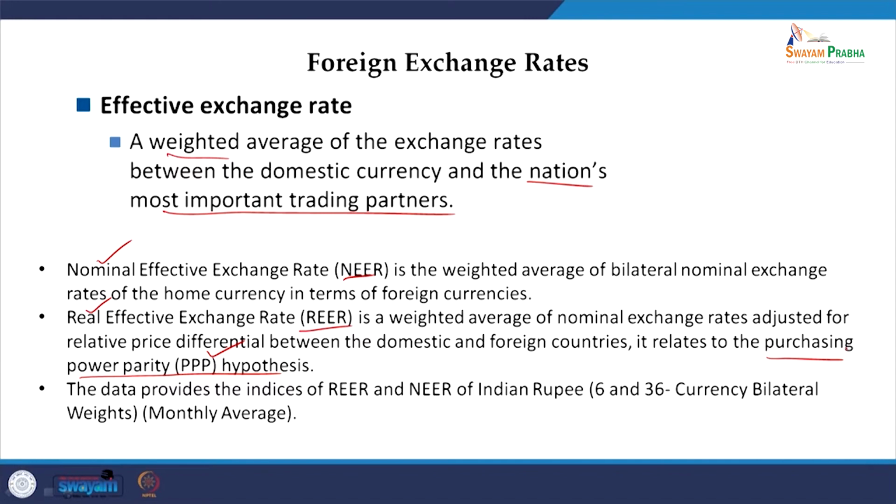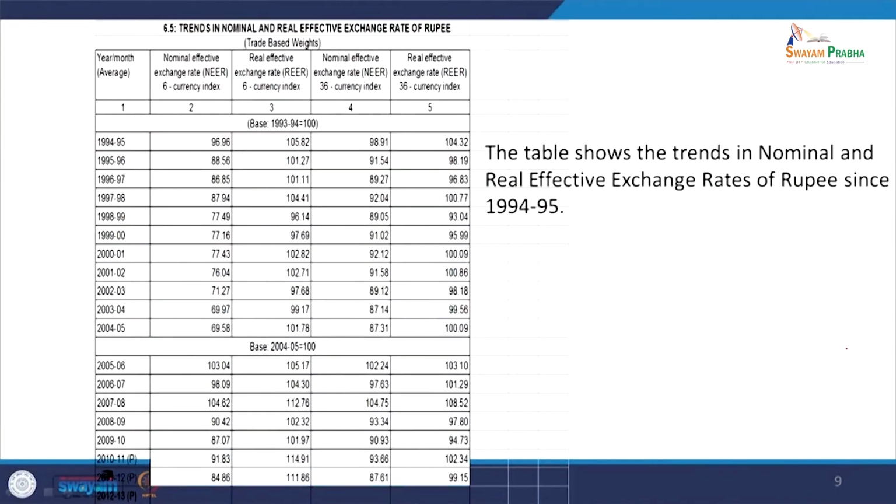The data provides the indices of REER and NEER of the Indian rupee, for 6 and 36 currency bilateral weights, monthly average, which I am going to show here. Here is the data I was just trying to explain, the trends in nominal and real effective exchange rate of the rupee. The base year 1993-94 is considered to be 100, and the nominal effective exchange rate with the 6 currency index is given. The nominal effective with 36 currency is also given.